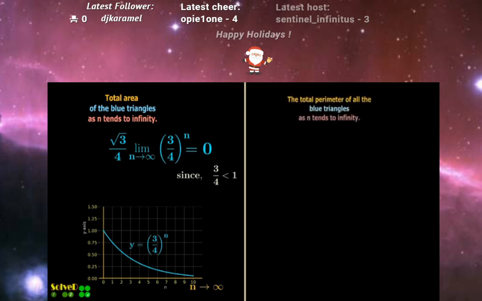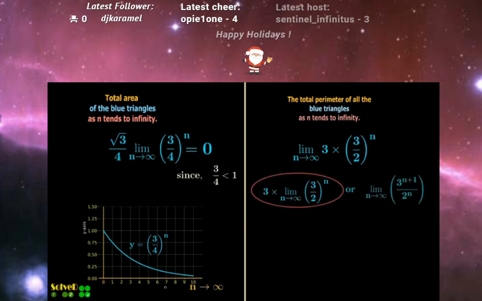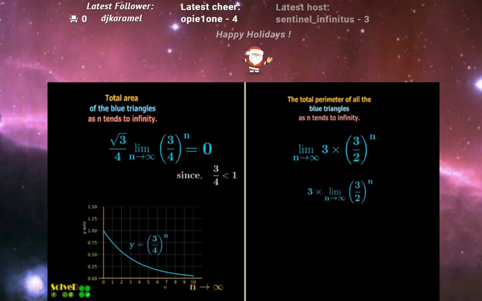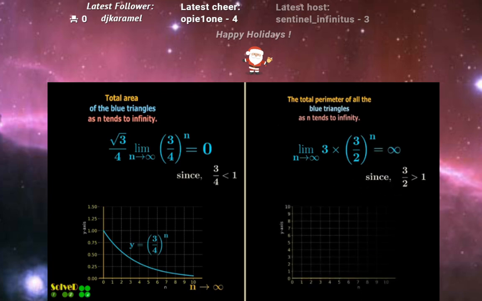Now for the perimeter. Write the formula for the nth step and find the limit as n tends to infinity. This can be written in these two forms. Let's consider this first one. Since 3/2 is greater than 1, as n gets large, the value of this function increases, so the limit, in this case, is infinity. This can be seen from the graph of this function, as shown.